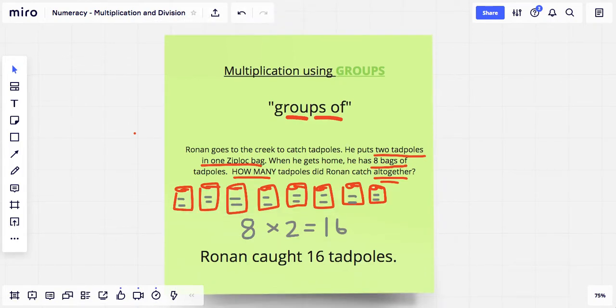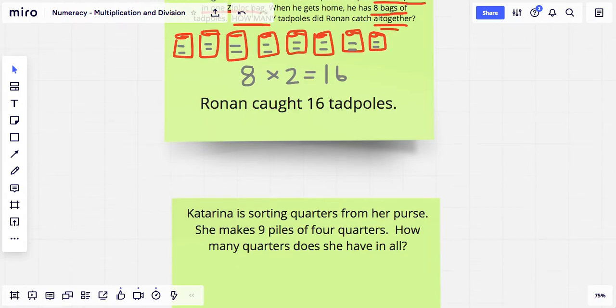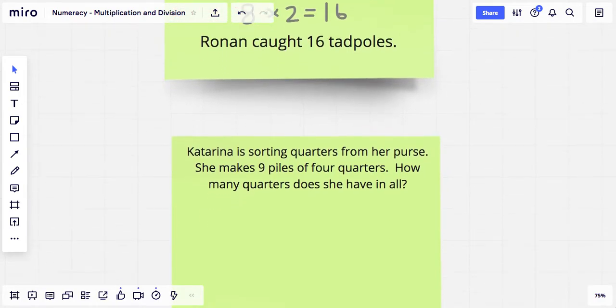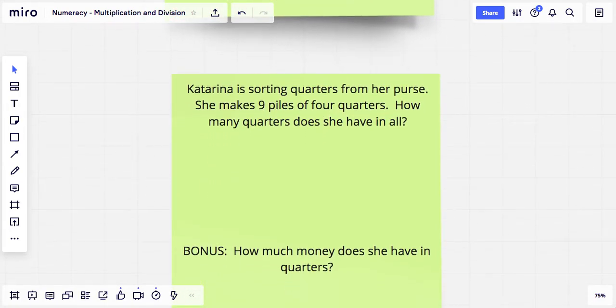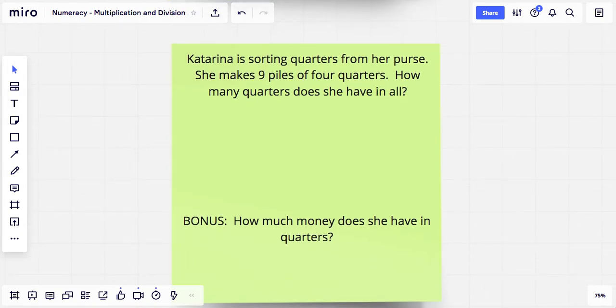So let's look at this in another problem and see how we can apply the grouping strategy of multiplication. Katerina is sorting quarters from her purse. She makes 9 piles of 4 quarters. How many quarters does she have in all?